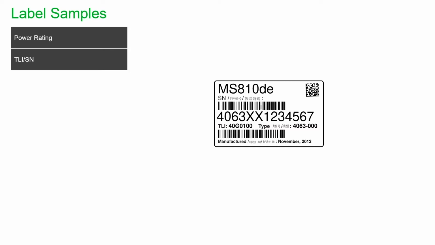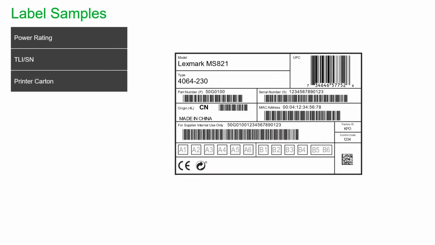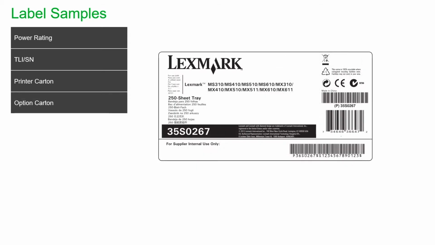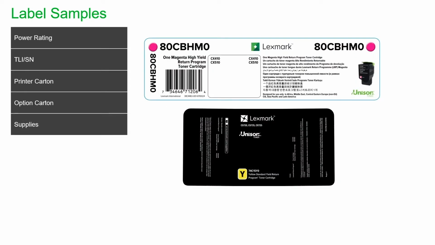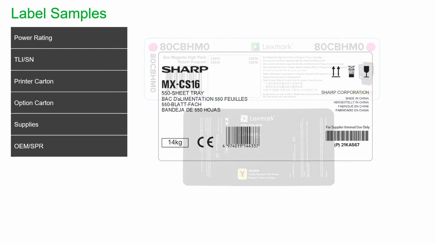Shipping labels that are applied to our printer cartons that contain TLI serial number, country of origin, and G10. Option carton labels that contain marketing information, part number, serial number, and G10. Print-on-demand solutions for labels applied to supplies and supplies packaging.